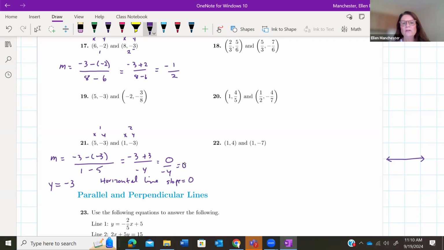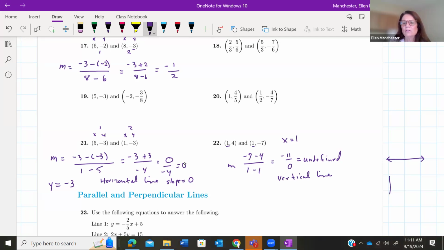Right, so 22, if you notice, the x's are the same. So if we set up our slope formula, -7 minus 4 and 1 minus 1, we get -11 over 0. And anything over 0 is what? You know what that term is? Undefined. Yep. It's undefined. Well, this is my x equals 1. So this is my vertical line.